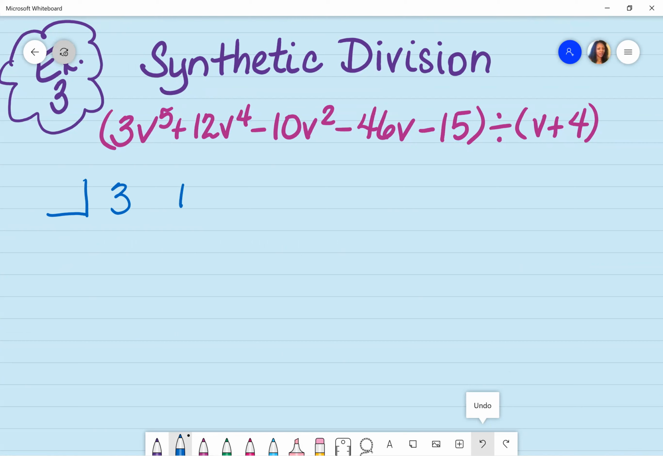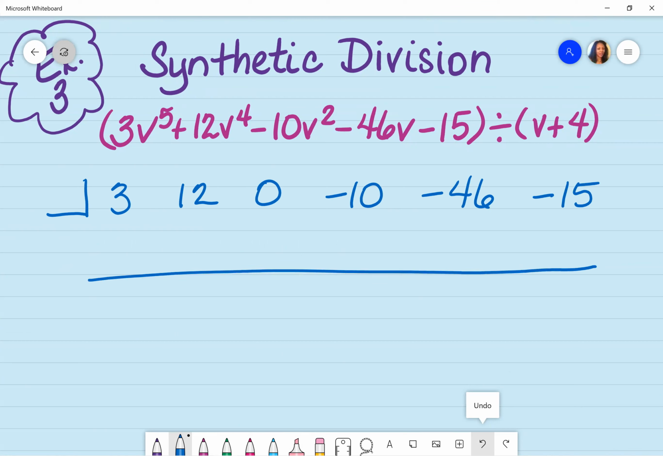It's going to be 3, 12. And since I'm missing the third power, I'm going to put a 0 there. Negative 10 because I have to keep up with the signs, negative 46 and negative 15. Now, the last column will be my remainder. This portion here is going to be my divisor. Where do I get that from? I set this equal to 0, and whatever that variable equals, that's my divisor. So in this case, it's going to be negative 4. It's the opposite sign. So everything above, I'm adding down. Everything below, I am multiplying times the divisor.